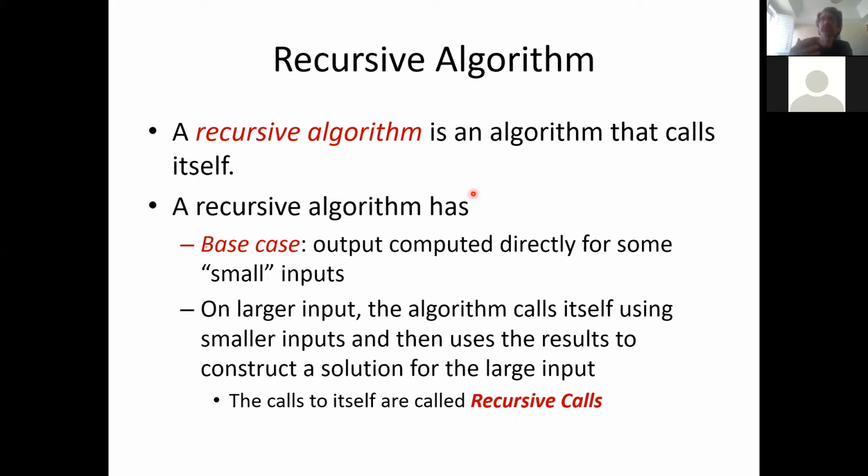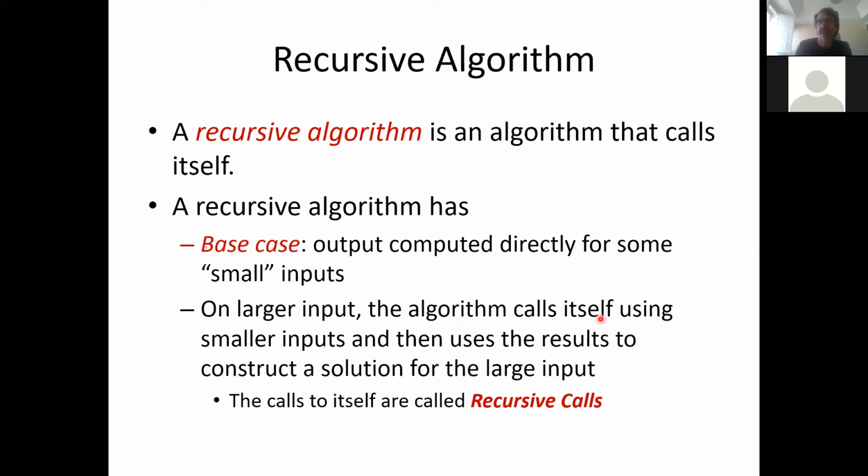Okay, but first, what is a recursive algorithm? A recursive algorithm is an algorithm that has two discernible parts. One is called a base case. For a certain class of inputs, intuitively inputs which are in some sense small, smaller than some threshold, the algorithm is going to evaluate the output on those inputs directly.